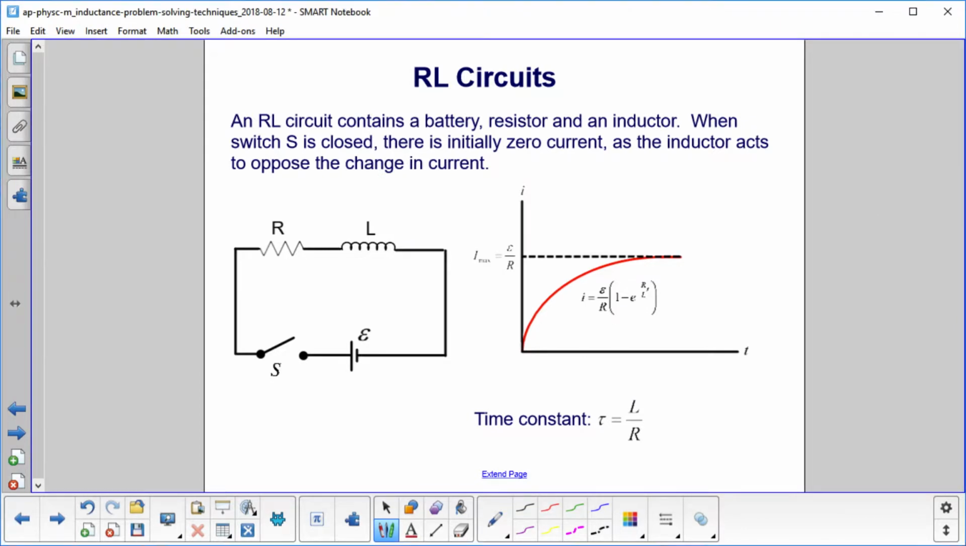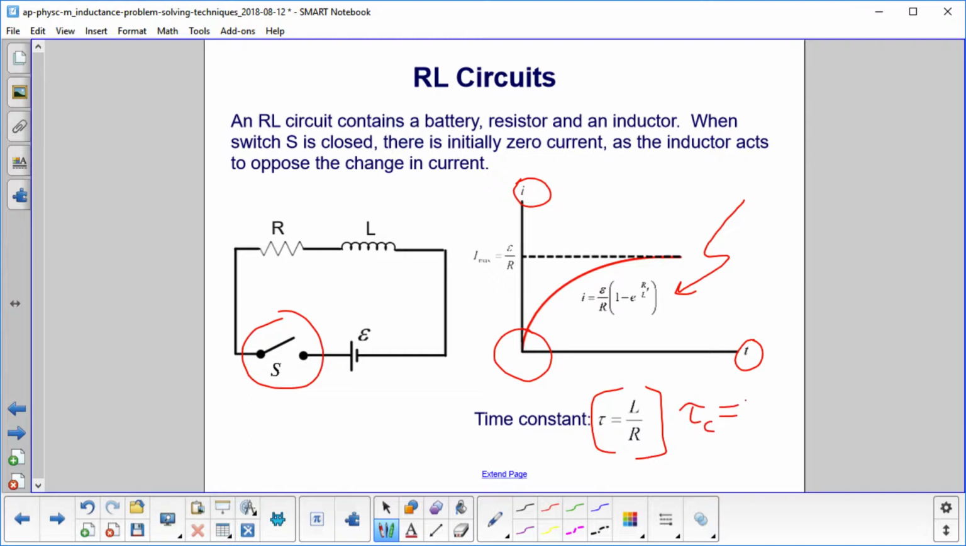An RL circuit contains a battery, resistor, and an inductor. When switch S is closed, there is initially zero current, and we show that over here on the graph. Here's time, here's current. The inductor acts to oppose the change in current. It wants to keep it at 0. Then over time, it increases as this function right here, and your time constant is L over R, and please recall the time constant for a capacitor is RC.